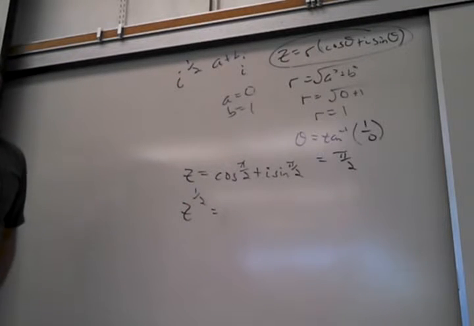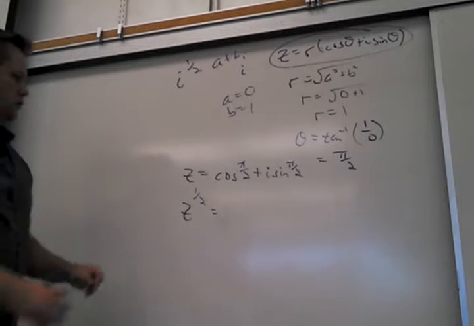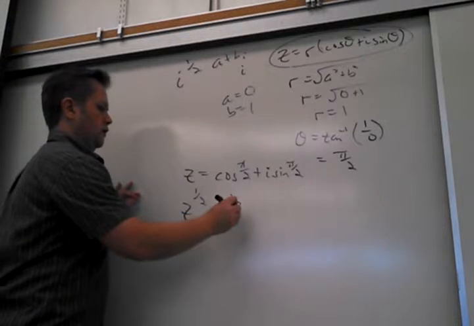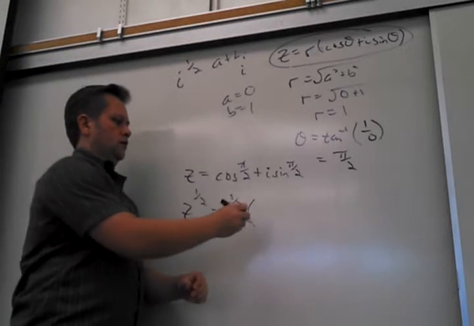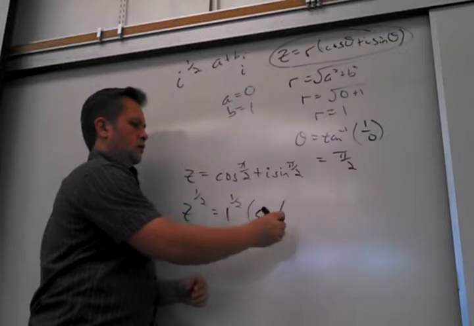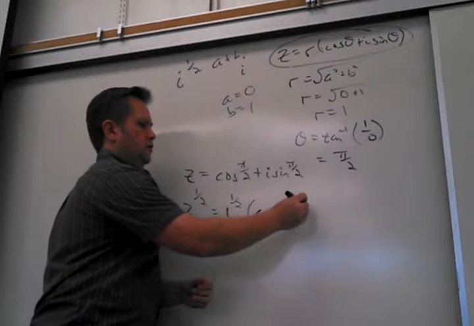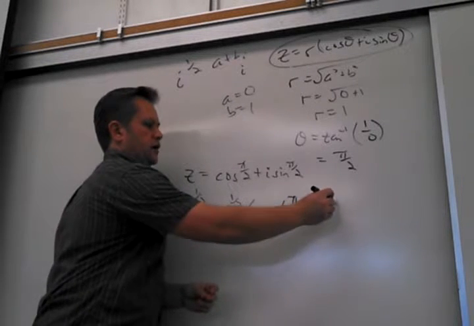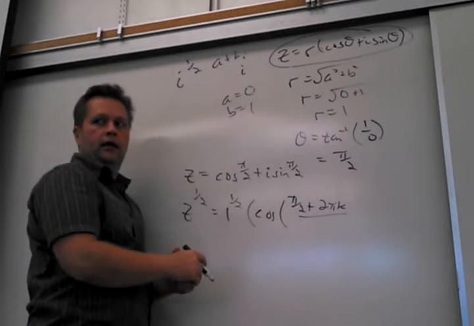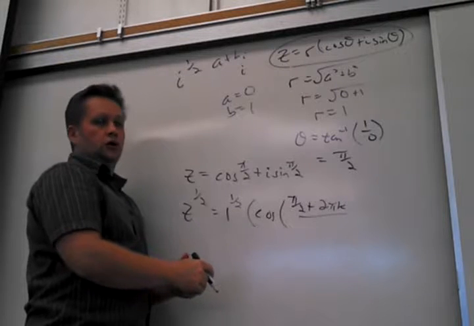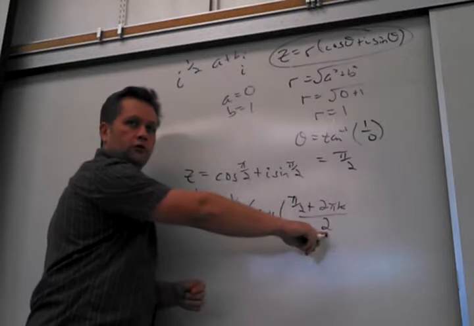So what's the rule say to do? R to the 1/2. Good. R to the 1/2. Cosine of theta over 2, pi over 2, pi over 4 plus 2 pi k, over n, which is 2, because we take a square root here, right?